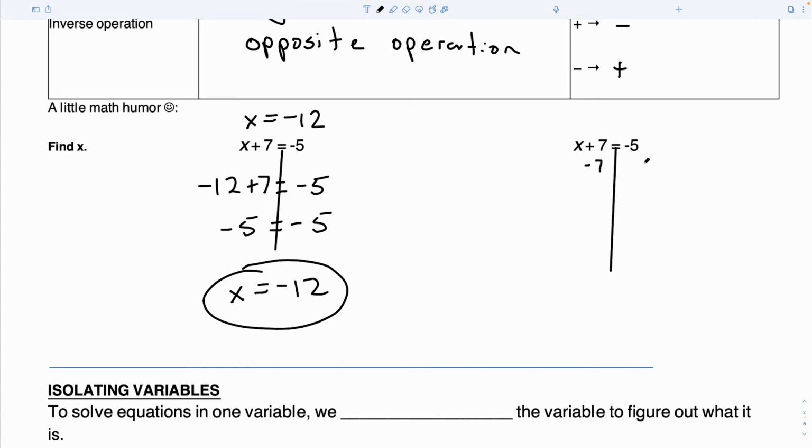Subtract 7, and I'm going to write it right below. Subtract 7 and make a line. Well, what happens when I do 7 minus 7? Daniel, it makes 0. Yes. What happens when you subtract 7 from negative 5? You get negative 12. What did you just find? The same answer.